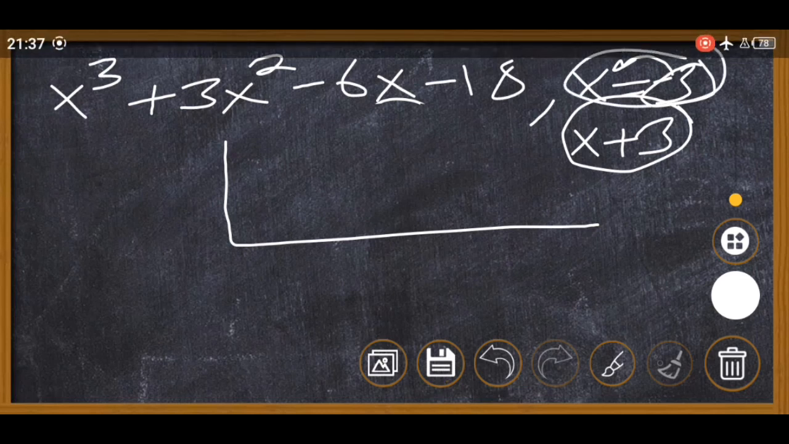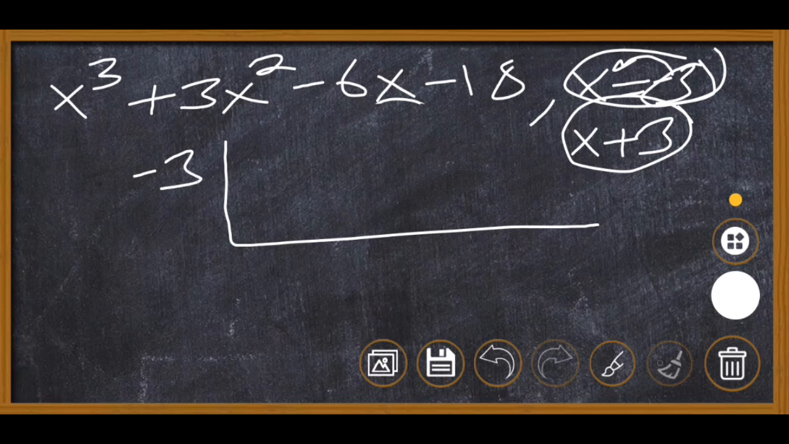Since we have already solved, I'm just going to use negative 3 here, and then when it comes to writing the values here, you simply write the coefficients of x values. So the coefficient of x power 3 is simply 1, and then here it's 3, here it's negative 6, and then here it's negative 18.